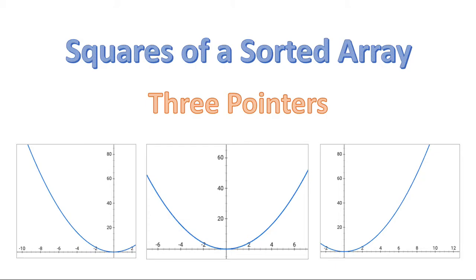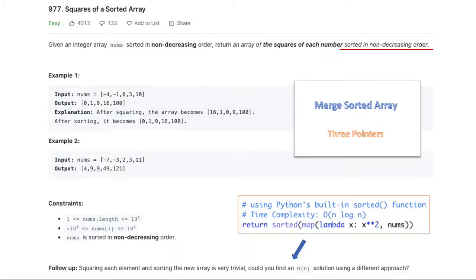I'll be using 3 pointers as a solution, so let's take a look at it. This question provides you an integer array nums sorted in non-decreasing order. It asks you to return an array of the squares of each number sorted in non-decreasing order as well.